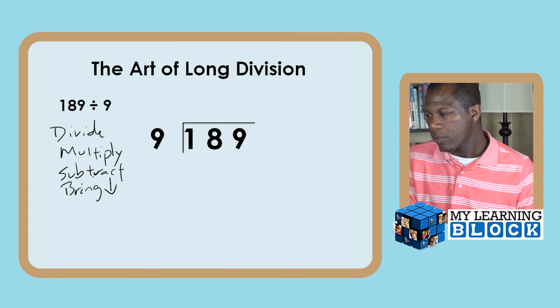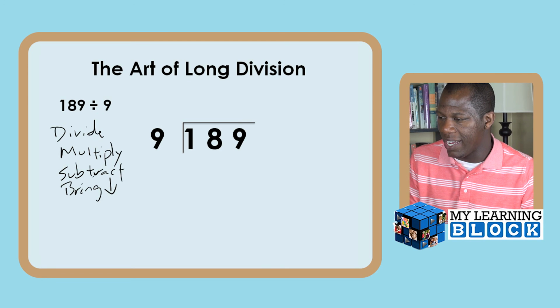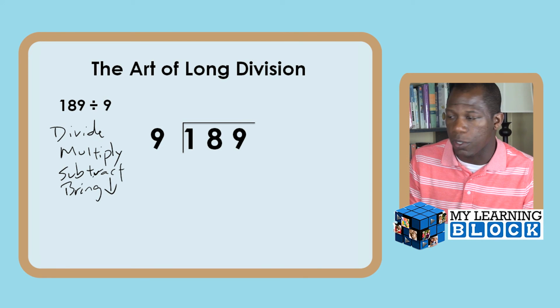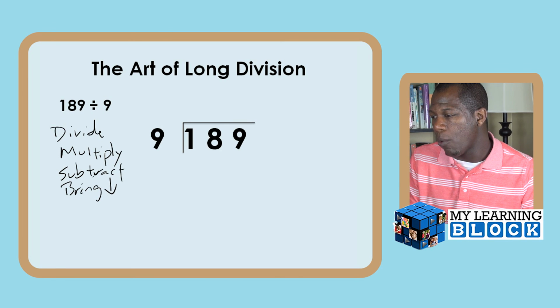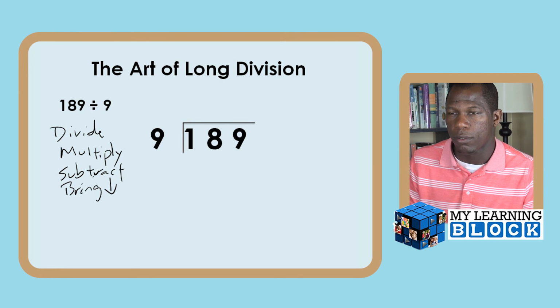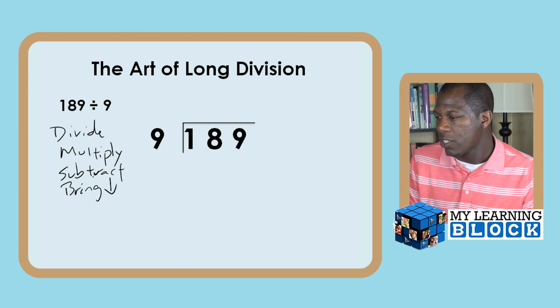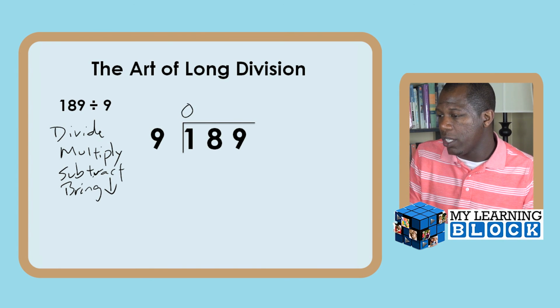All right, so we're gonna start off and we're gonna divide 9 into each of these 3 numbers. So we have 3 division problems essentially. So 9 divided by 1 equals 0. Good. All right. So 9 divided by 1 is 0. It's not going to happen. So we divide it. Now we're going to multiply. 9 times 0 equals 0.